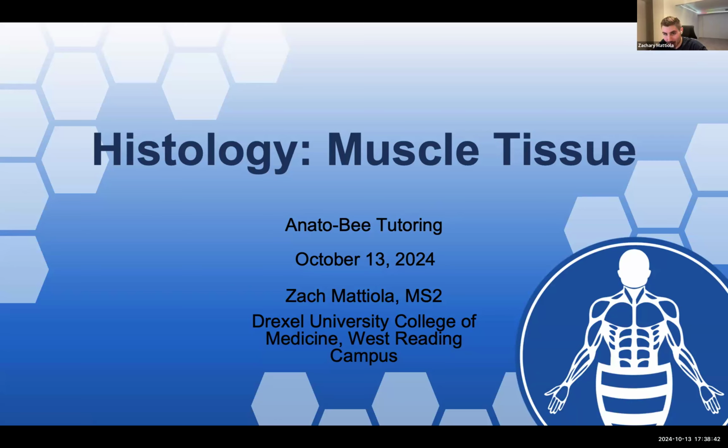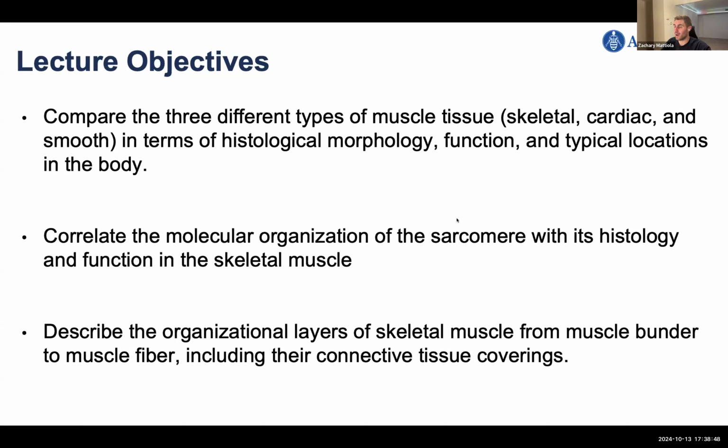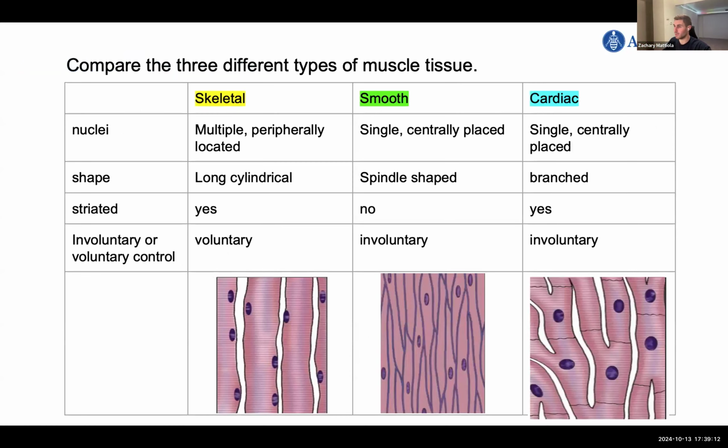So I'm going to be talking about muscle histology, keeping in the trend of the muscle tonight. So here are our lecture objectives. I'm going to be going over the three types of muscle in our body: skeletal, cardiac, and smooth muscle. Look at what they look like basically under a microscope, what their function is, and where you can find them in the body. And then I'm also going to be going into depth a little bit more about skeletal muscle as well.